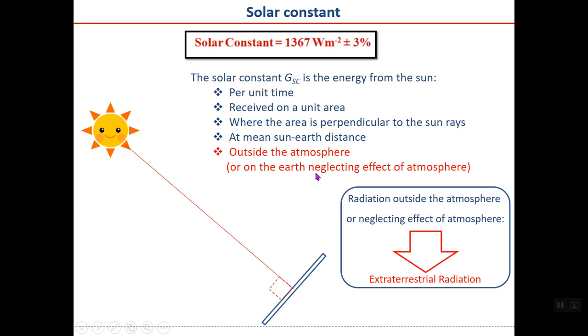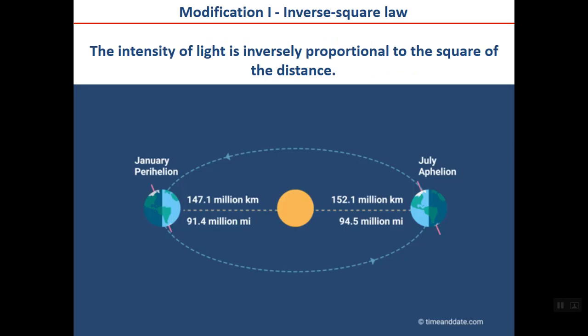or, as you can see here, on the earth neglecting the effect of atmosphere, because I explained before that the thickness of the atmosphere is not really a large value compared with the distance between the sun and the earth. Okay, so radiation outside the atmosphere or neglecting the effect of atmosphere is called extraterrestrial radiation. This is the definition of the solar constant, which is 1367 watt per square meter at mean sun-earth distance on a surface which is normal to the sun, placed outside the atmosphere or neglecting the effect of atmosphere.